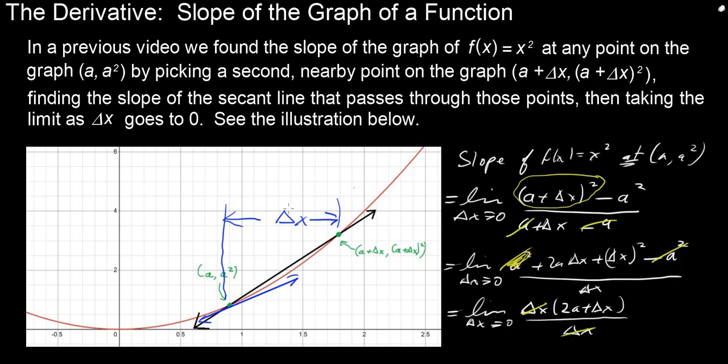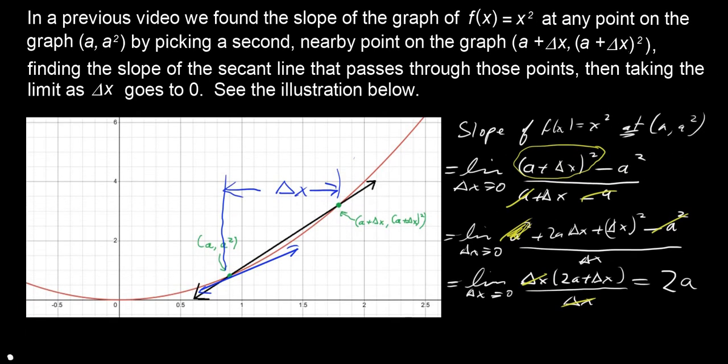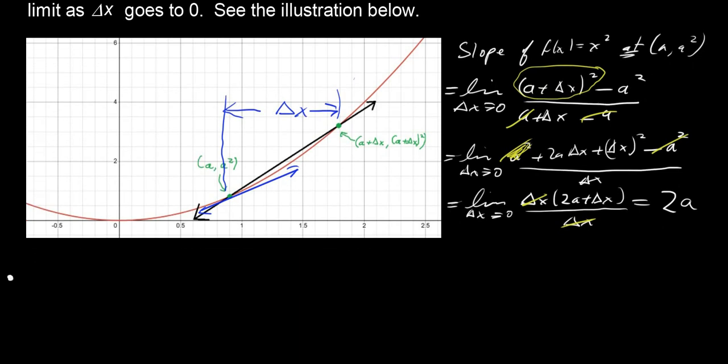And then to evaluate that limit, all we have to do is really at this point substitute 0 in for delta x, and so we get 2a. So that represents exactly, not an approximation, but exactly the slope of the graph of f of x equals x squared at any point a comma a squared. We made that case in a previous video, or I should say I made that case and we just saw that once again.